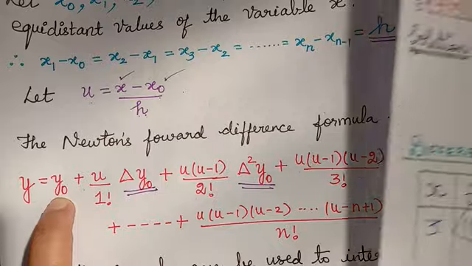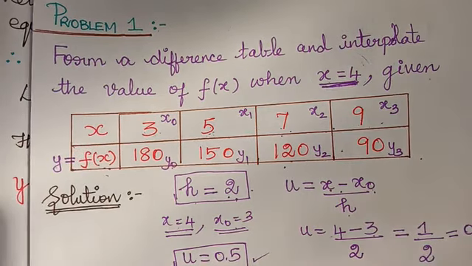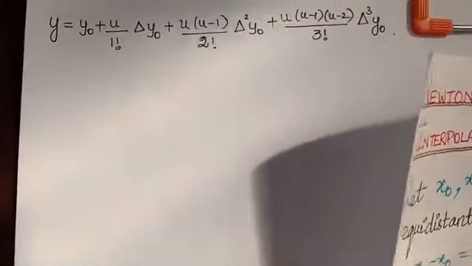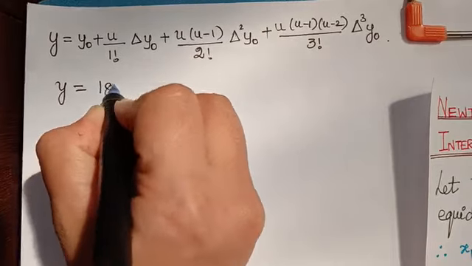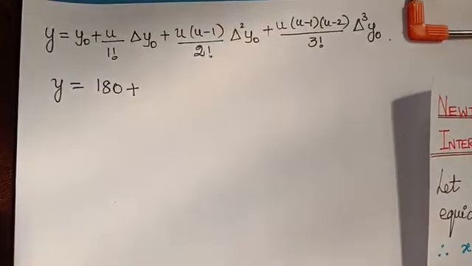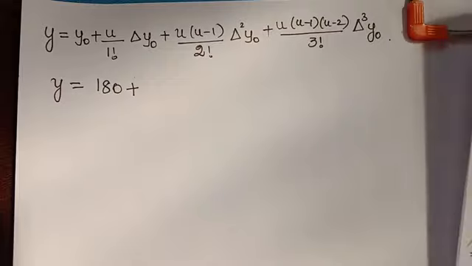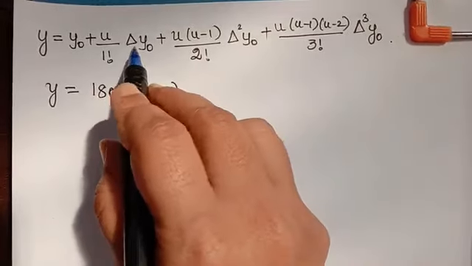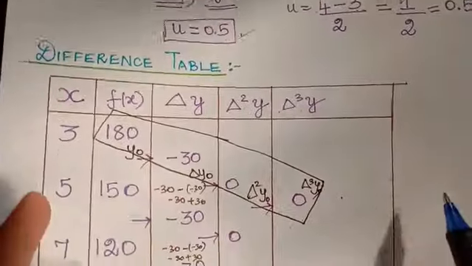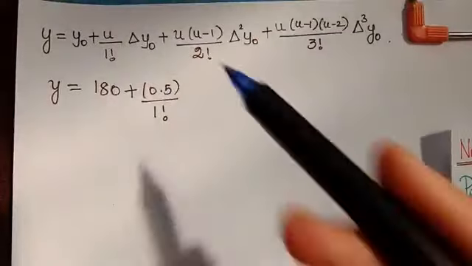Then, in the formula, the first value is y naught. So what is y naught? Y naught is 180. So that we have to substitute. The value of y will be equal to y naught, which is 180, plus u. What is u that we have evaluated? The value of u is 0.5. So 0.5 divided by 1 factorial multiplied with delta y naught. Delta y naught is this second value, which is negative 30. So that we have to substitute here.